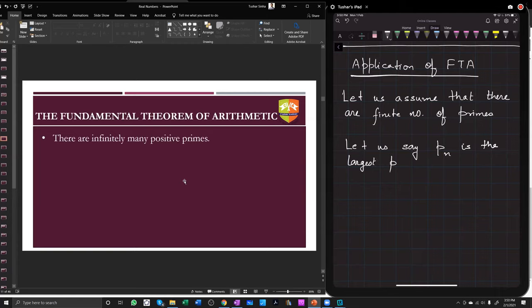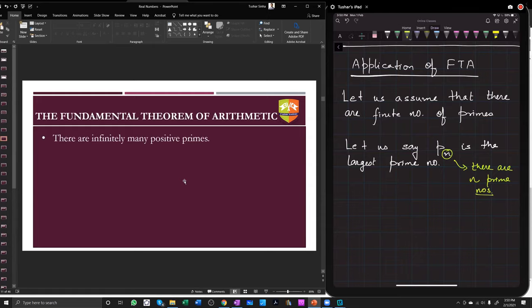Why n? Because we are assuming that there are n prime numbers in total. So let us say Pn is the largest prime number. So there are n prime numbers without any doubt. So hence this subscript n means we are assuming there are n prime numbers only. N is a finite number, so n prime numbers. Very good.